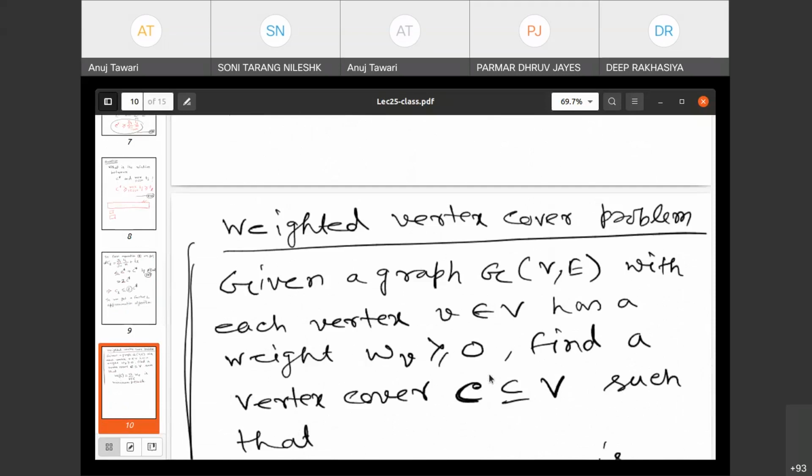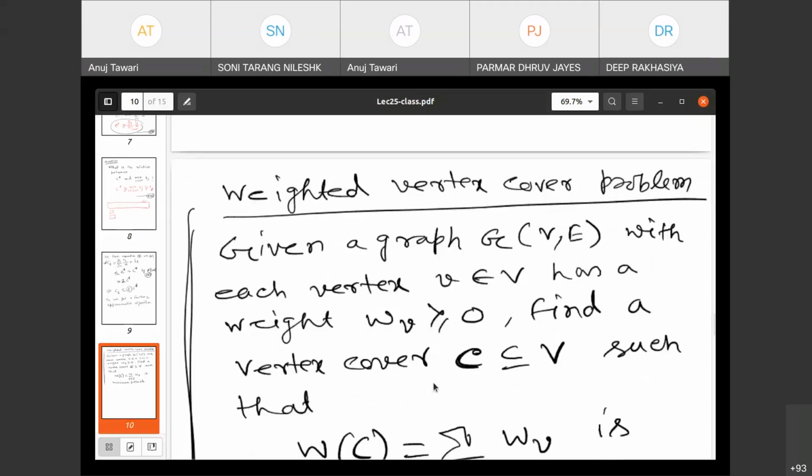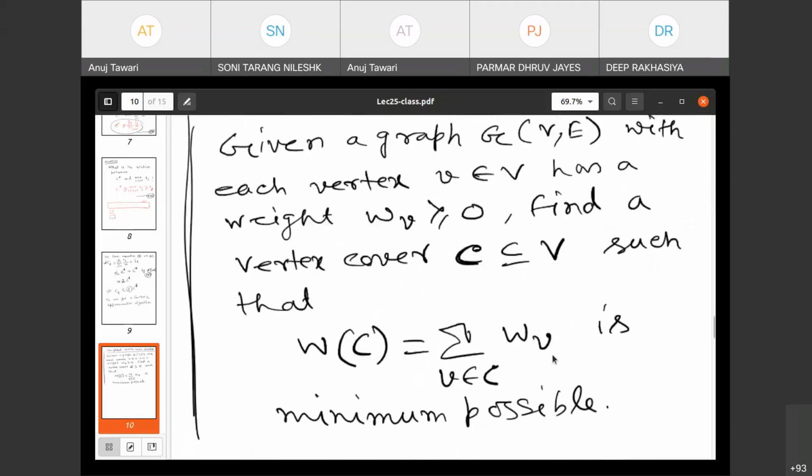So our next problem is what is known as the weighted vertex cover problem. We have already seen one approximation algorithm, a two approximation for the vertex cover problem, where we just had to find the minimum size of the vertex cover. But now we are going to see a variant of this, the weighted vertex cover problem. We are not interested in just the minimum size of the vertex cover. Now each vertex has some weight, W_v, and we want to find the vertex cover such that the sum of the weights of these vertices is as small as possible.